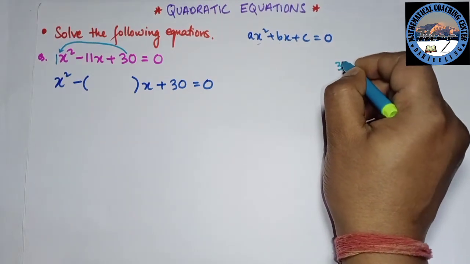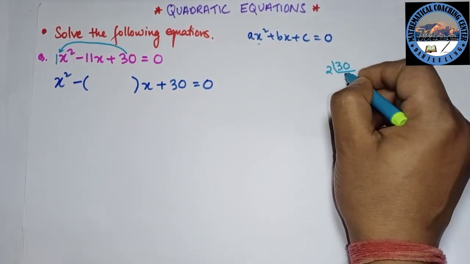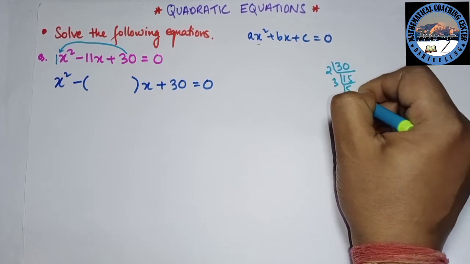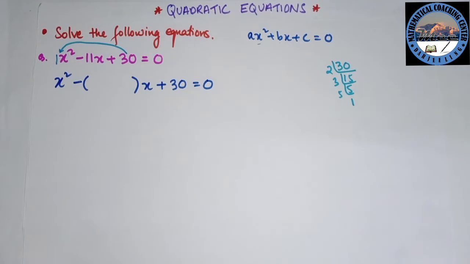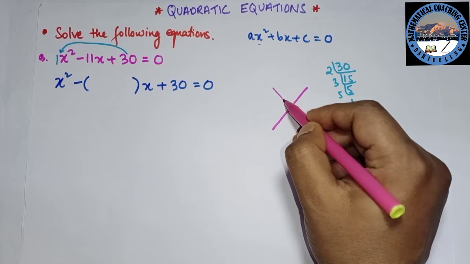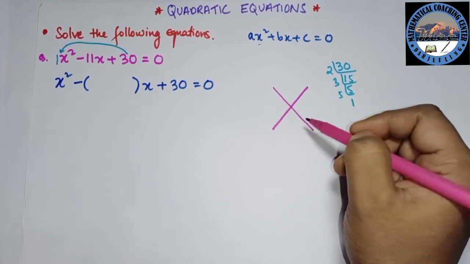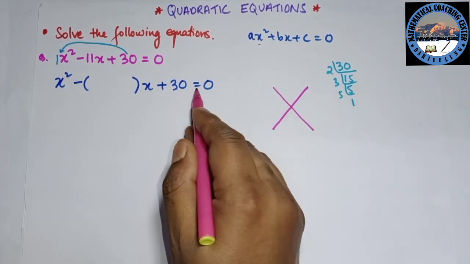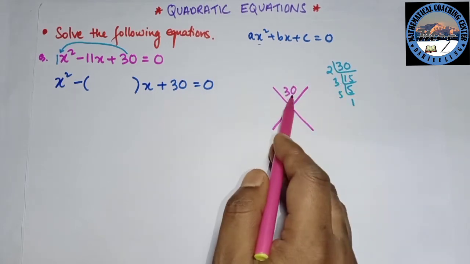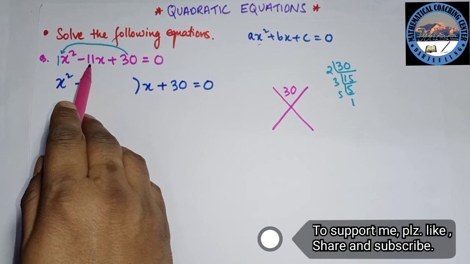So this is your factors of 30. 2 15s are 30, 3 10s are 30, 5 6s are 30, and 1 30 is 30. As we have done already in our magic cross rule, you can go through that. The breaking the middle term topic is there in my another video. So this is your cross. What should we get after multiplying? We should get 30. Okay, this 30 has to be written here. And what should we get there?